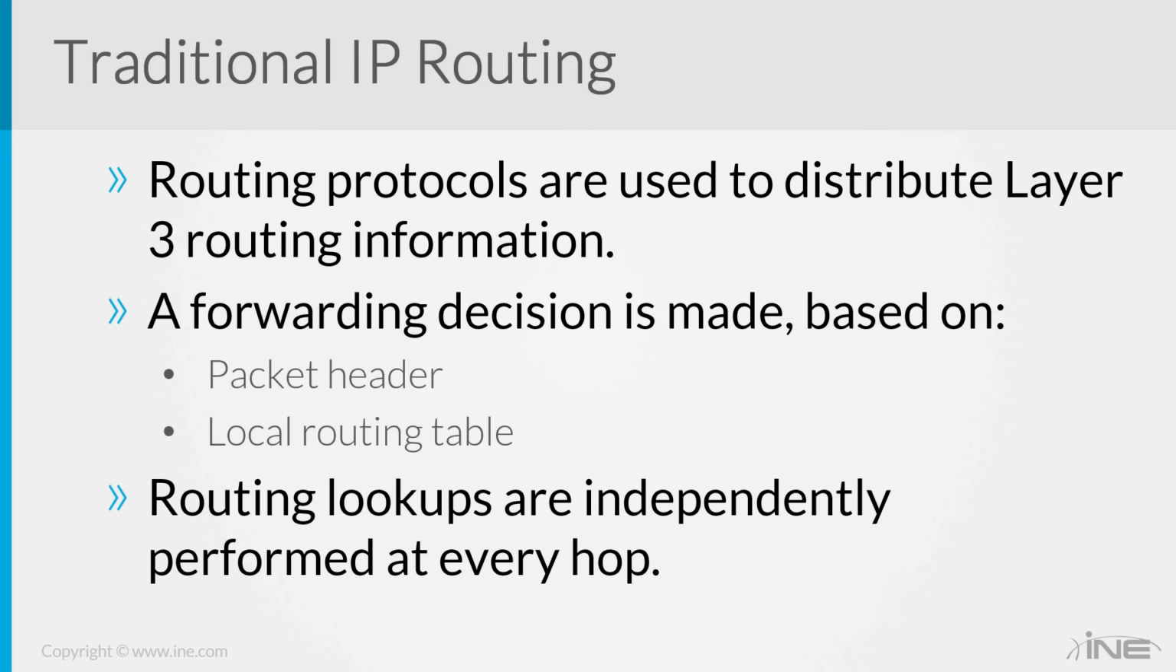Routing lookups are independently performed at every hop. Absolutely. They need to be done, because every router has a different viewpoint of the network. So one router may have a route to something, the next router may not. And you've seen me demonstrate this quite a few times when I've advertised default routes into things, and I do a traceroute to an address that doesn't actually exist in our infrastructure. And I do a traceroute to, say, 1.2.3.4.